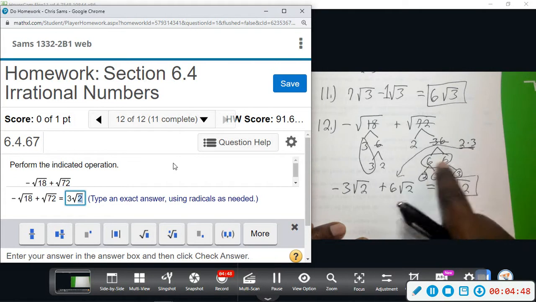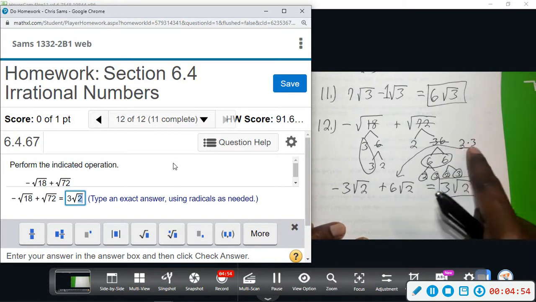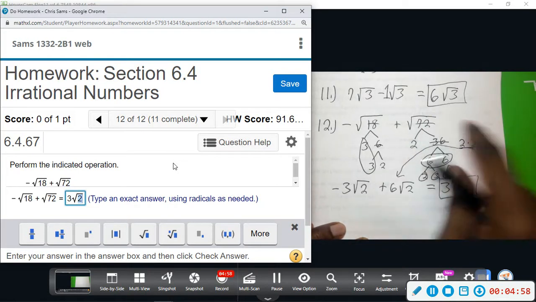I just stopped earlier because I noticed that, hey, I got a pair of 6's. So if you keep going all the way to primes and you bring out more than one number, you multiply them together. And if you have more than one number left, you would multiply it back together and leave it under the radical.